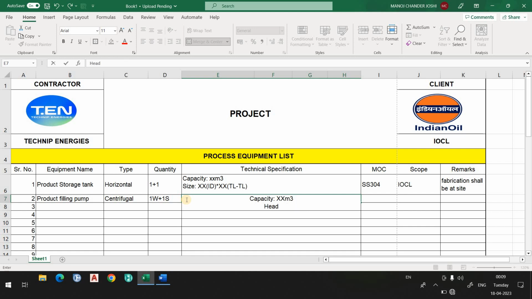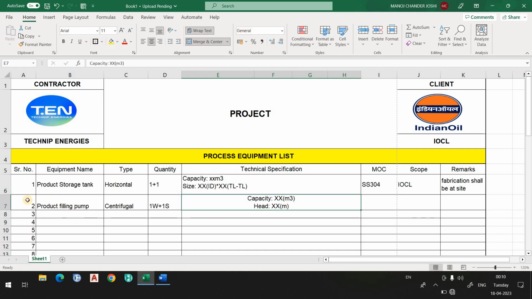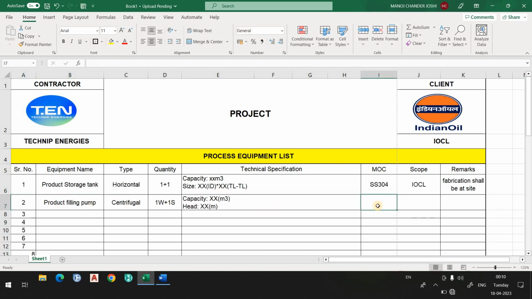So you could provide the head. Okay, so now the unit of the head will be in meter. Simply put the bracket here. Okay, so this is about your centrifugal pump. Now what will be the MOC? So let's suppose that MOC is also SS304.